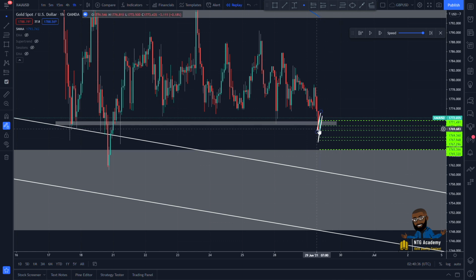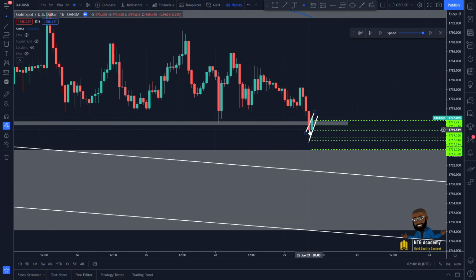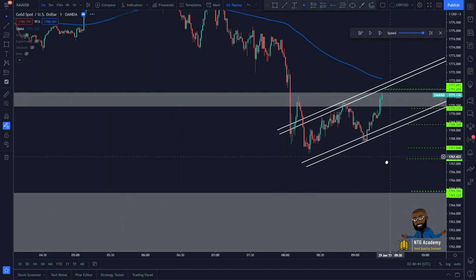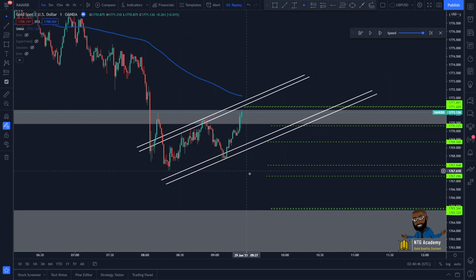Once I saw that break on the 1 hour here, this is when I went straight down to the 1 minute time frame, and I was just waiting for my confirmations, and I was going to scalp this trade. So this was 100% price action. And so yeah, let's go ahead and go into this full breakdown.